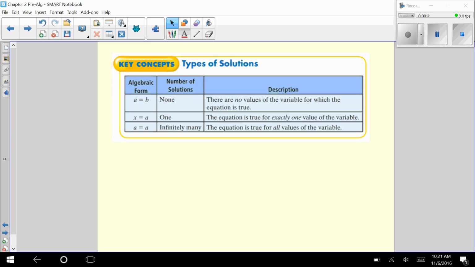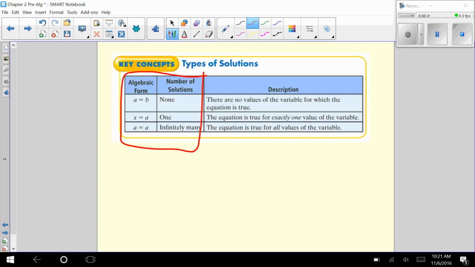So our types of solutions. You're going to want to look at this part right here. If you get something like A equals B, like 3 equals 7, well, 3 never equals 7, so there are no solutions. If you get something like X equals A, like X equals 4, that's one solution. We found that solution, that's our 1. And infinitely many, that's when you get like 3 equals 3. 3 always equals 3, so every value that I plug in for X will work for that equation.